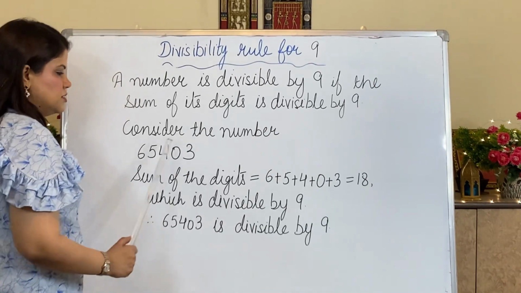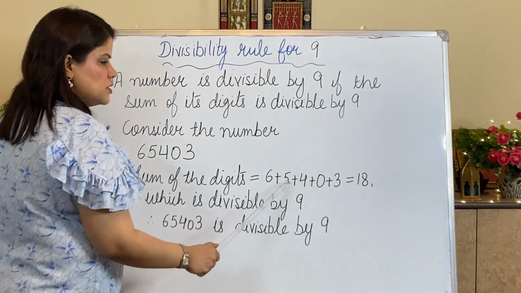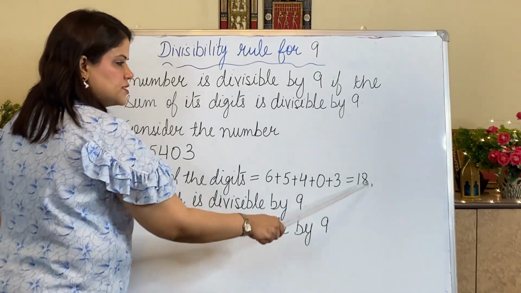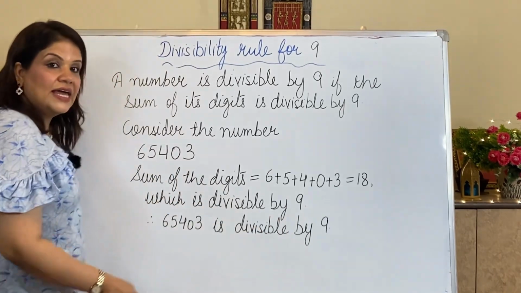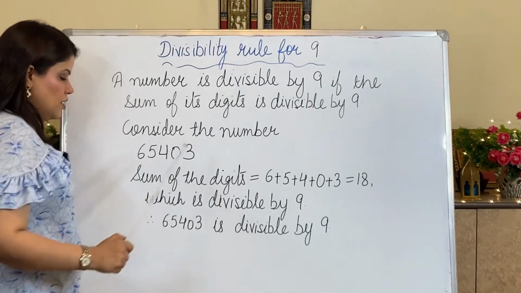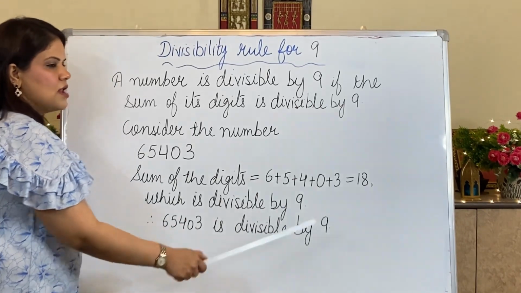Sum of the digits is 6 plus 5 plus 4 plus 0 plus 3, which is coming as 18. Now 18 is divisible by 9. Therefore, the given number is divisible by 9.